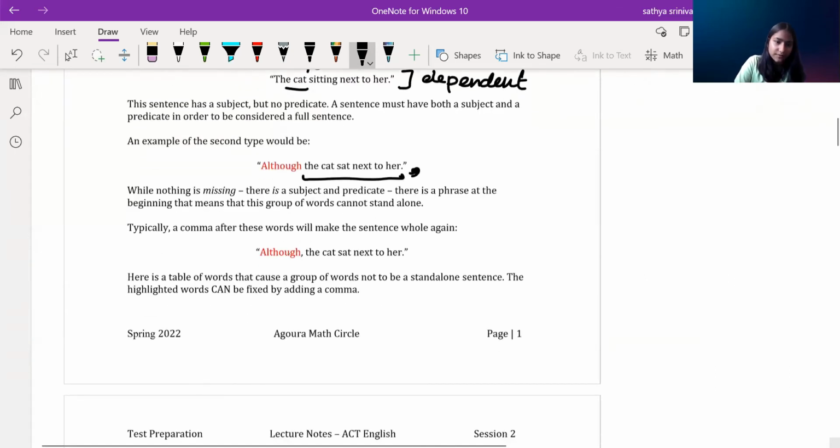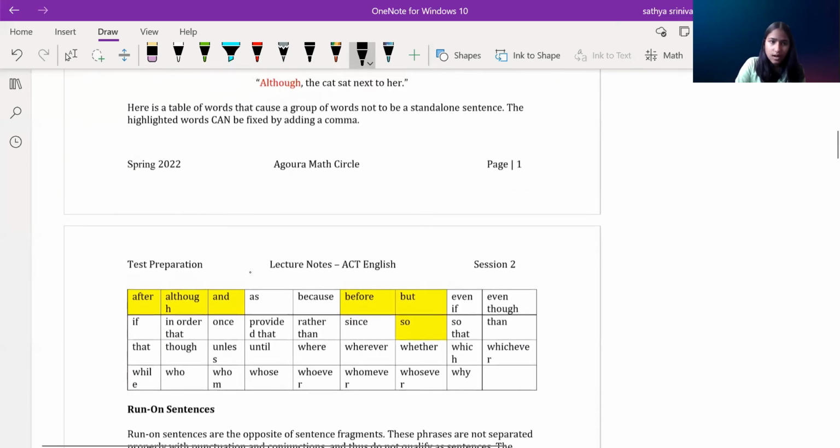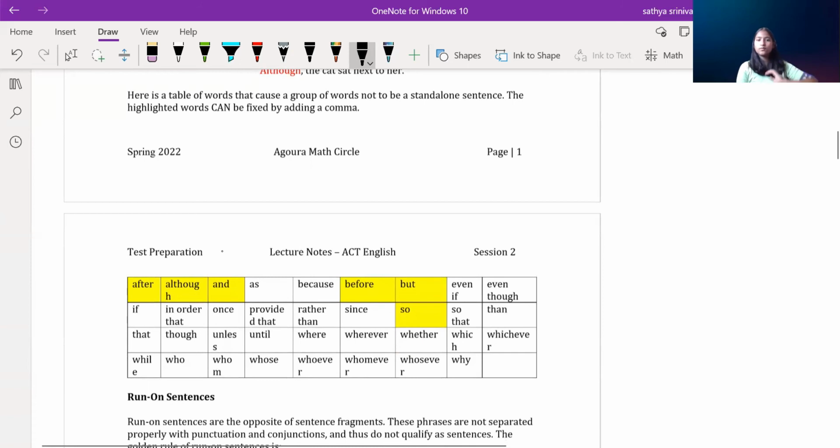But if you add a comma after it, then it would make sense. Although the cat sat next to her, right? One way you can distinguish between sentence types like this is whether there's a comma after it. If there isn't a comma, it's a run-on, or if it's a dependent sentence, it's a sentence fragment. But if you have a comma here, it becomes an independent sentence. And here's a table of words that cause a group of words not to be a standalone sentence. The highlighted words can be fixed by adding a comma, right? So you can take a look at this.